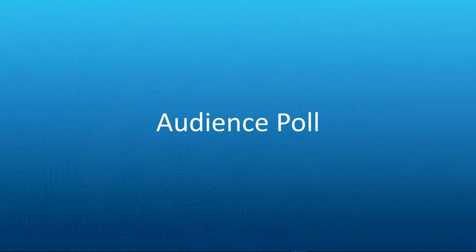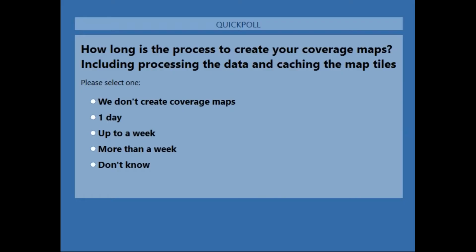So now we'd like to do our third and final audience poll of the day. So this question will be, how long is the process to create your coverage maps? So this includes the processing of the data and the caching of the map tiles. So how long for your engineers to produce the RF propagation and then take that data and convert it into the coverage maps that you create today for your customers?